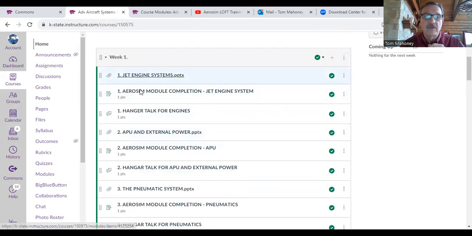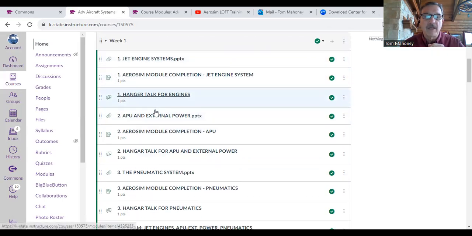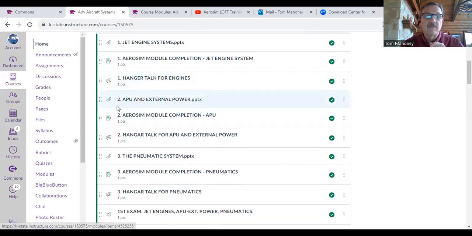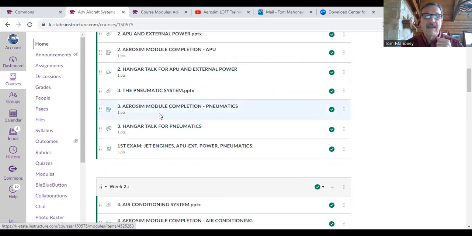That was engines. Those 3 items were engines. They're all labeled number 1. And the next system will be called APU and external power. There's again 3 modules on that: the lecture, the AeroSim module, and again Hangar Talk. And again, the same thing repeats. Rinse, wash, rinse, and repeat, shall we say.